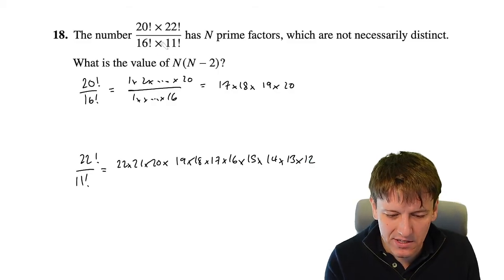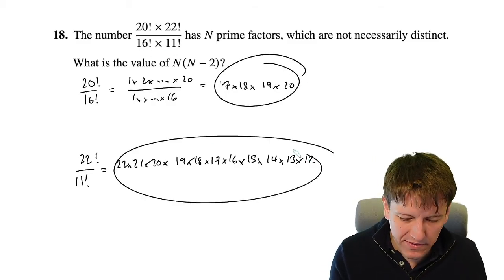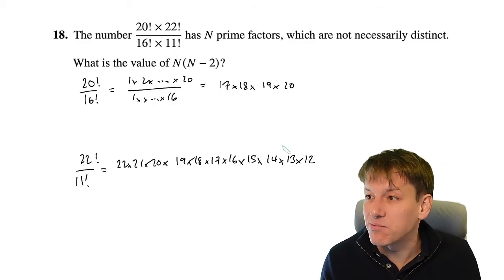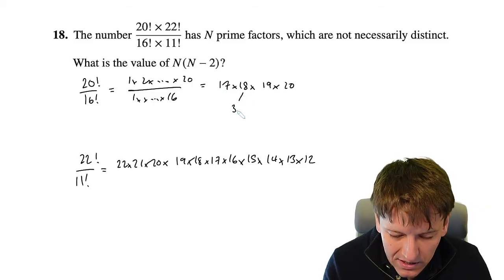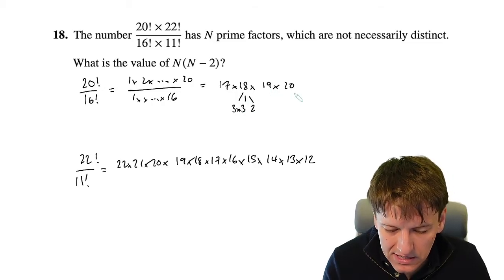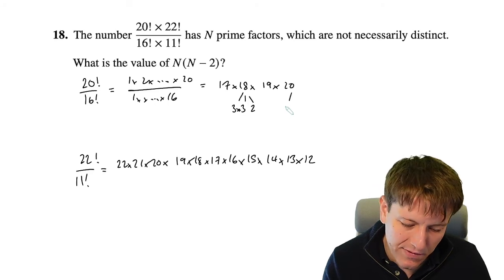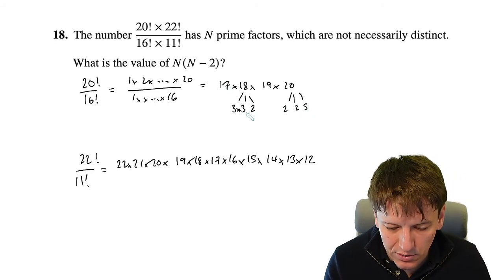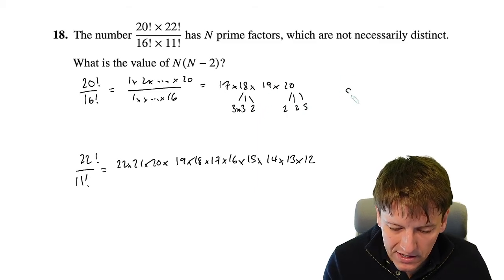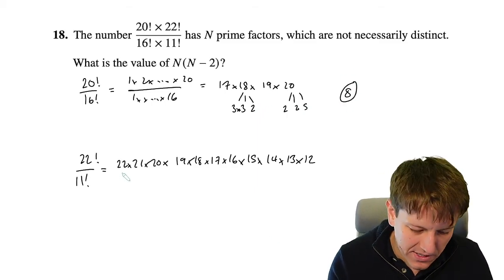Because now this number is just all of this stuff times all of this stuff, so I can just count the prime factors pretty quickly. 17 is just 17, 18 is 3 squared times 2, so it's got a 3, a 3 and a 2, 19 is just 19, 20 is 4 times 5, so it's got a 2, a 2 and a 5. So up here I've got 1, 2, 3, 4, 5, 6, 7, 8 factors from those numbers, and I just do the same here.